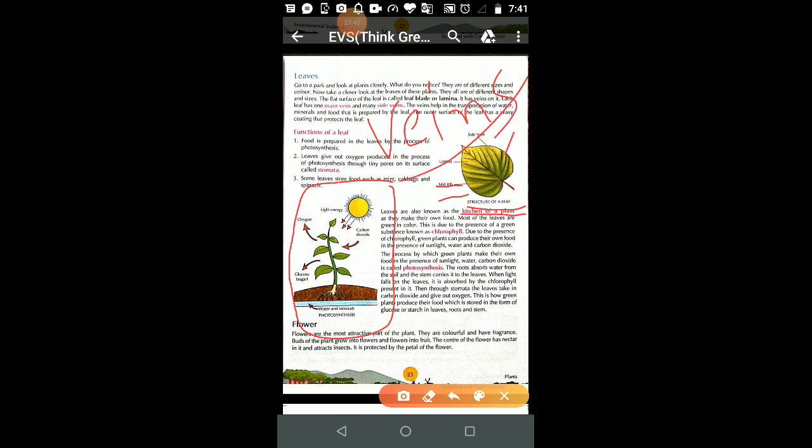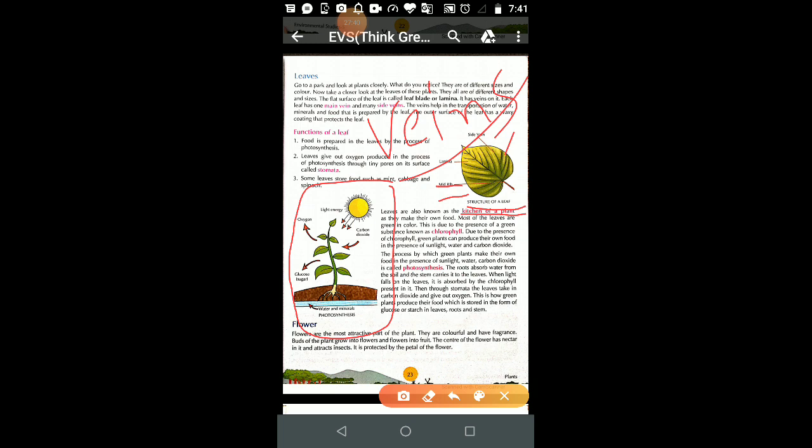They play a very important role in making the food. See student, sunlight, the light of the sun, because the source of energy on our planet is the sun. Now what happens, student? In the leaves, a green pigment is present which is known as chlorophyll.